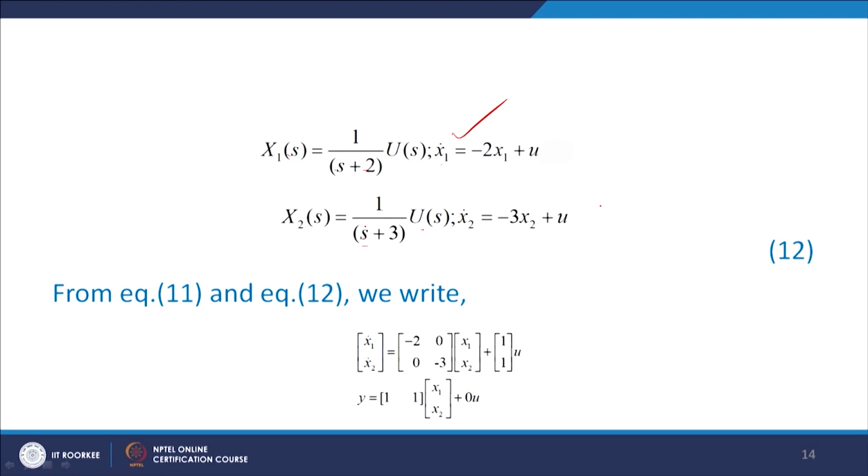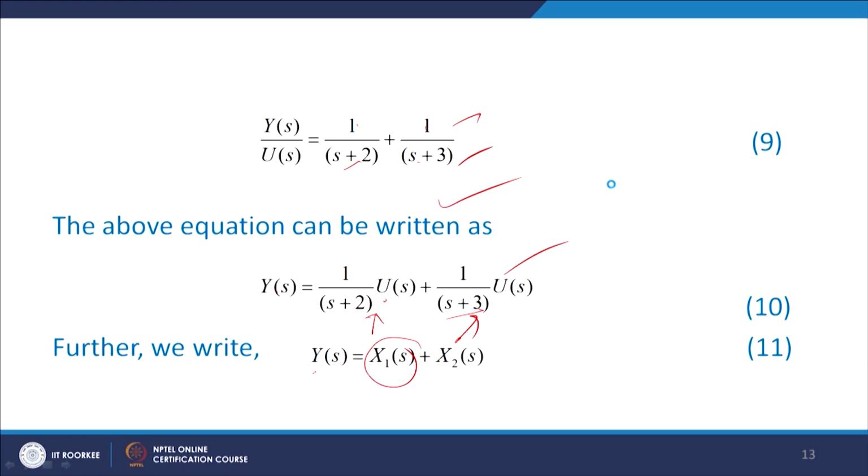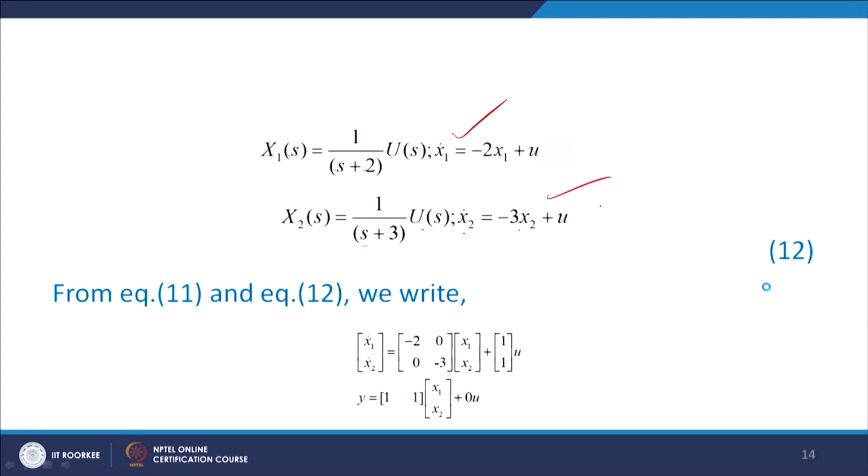So what we will get? x2 dot equals to minus 3x2 plus u. So from using equation 11 and equation 12, we have got [x1 dot, x2 dot] equals to [minus 2, 0; 0, minus 3] [x1, x2] plus [1; 1] u, and y equals to [1 1] [x1, x2] plus 0 into u. So you will find that this system we have taken is strictly proper, and because of that 0 has come, that is D is 0.